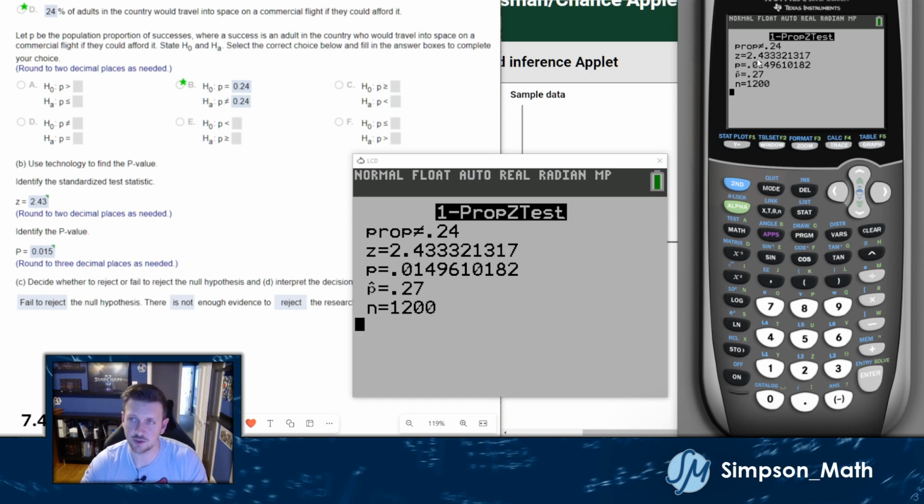Then z is this 2.43, which is what we see. That this p is not the proportion p. This p is our p value p. I know that because it doesn't have a hat and it doesn't say prop. Or if you maybe on like an Inspire, it might have a p null. I'm not sure. I don't remember.